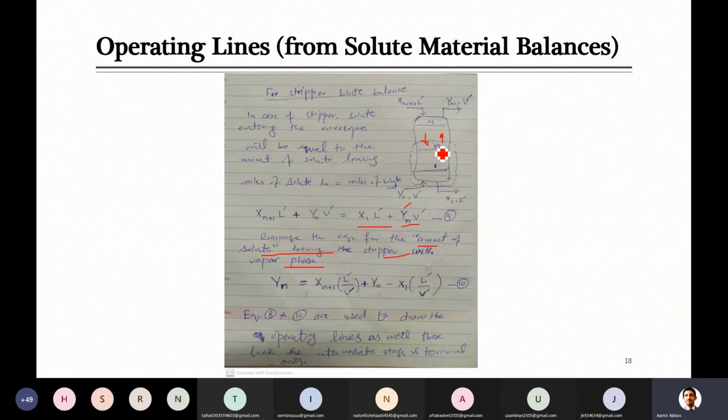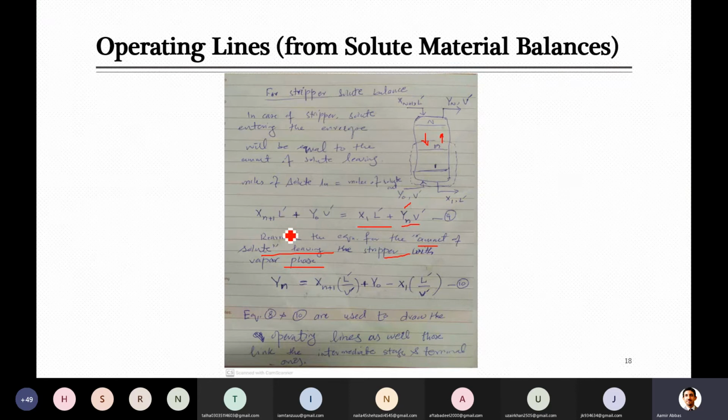Amount of the solute leaving the stripper, or leaving this area which we have just considered. If we consider the overall stripper, this is leaving from the n capital plate, and if we are just considering some portion, which is the dotted line here, then that is leaving from this area, that is yn. So we can again rearrange this equation in order to get that yn.